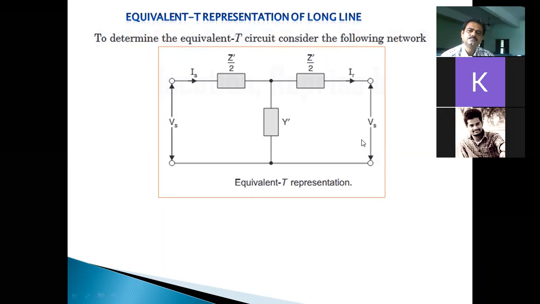Again, one more mistake here: it is V receiving end voltage, and receiving end current.